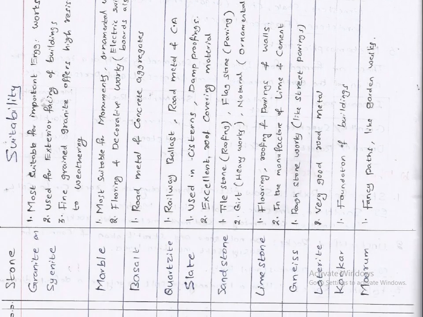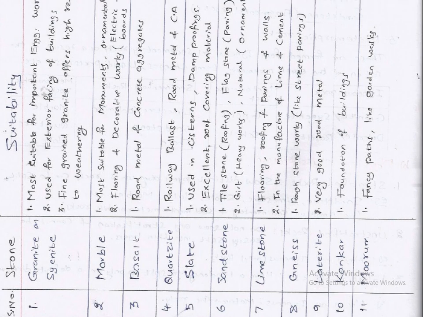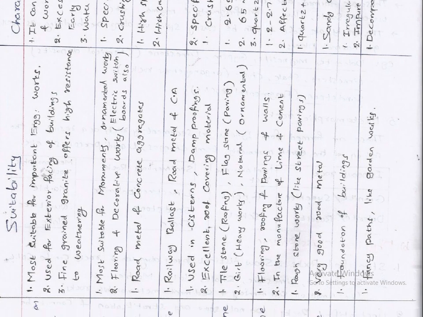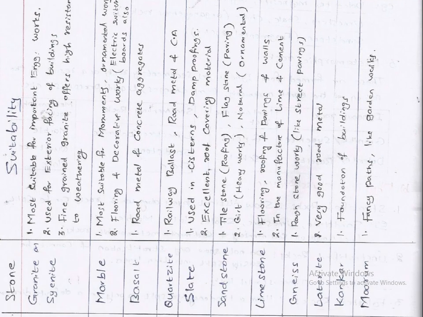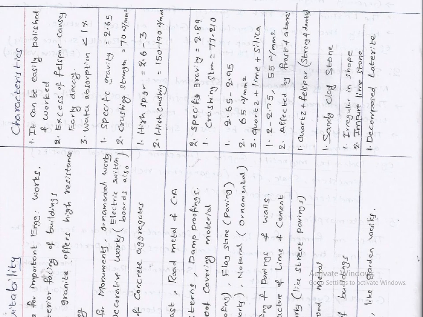Fourth, quartzite, used for railway ballast and road metal. Fifth, slate, used in cisterns and damp proofing, and also an excellent roof covering material. Specific gravity 2.89, crushing strength 77.2.